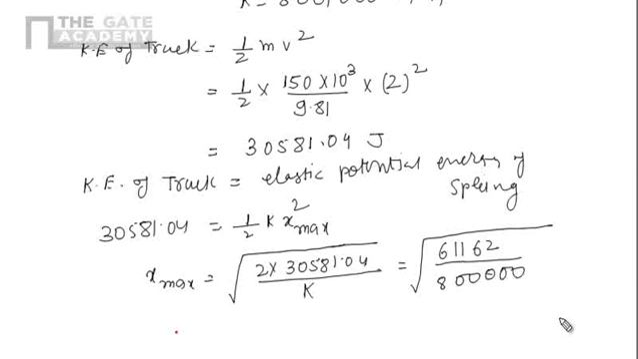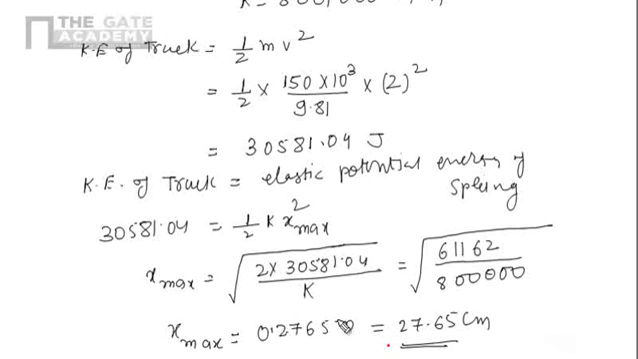That is, K is 800,000. So the maximum compression we get is 0.2765 meter. So in centimeter it is 27.65 centimeter. The correct answer for maximum compression will be 27.65 centimeter. So by applying the law of conservation of energy, we can easily find out the values of unknowns in such kinds of problems.